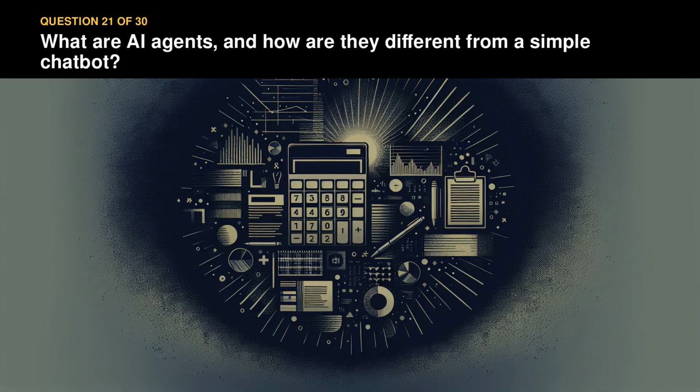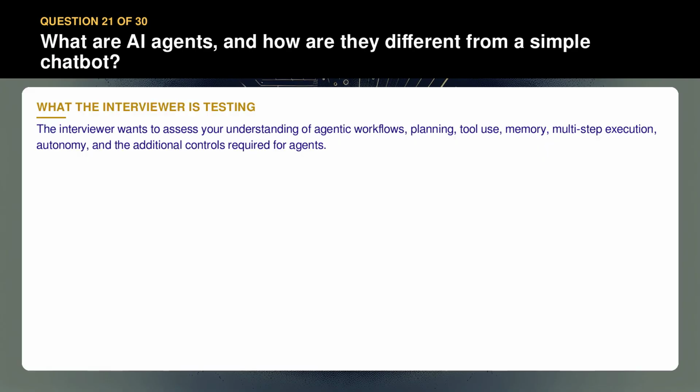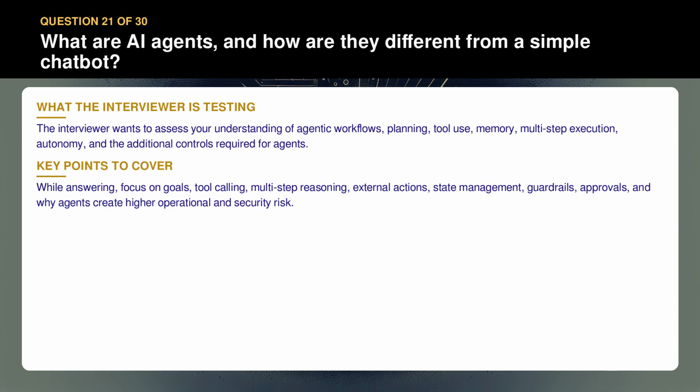Question 21. What are AI agents, and how are they different from a simple chatbot? The interviewer wants to assess your understanding of agentic workflows, planning, tool use, memory, multi-step execution, autonomy, and the additional controls required for agents. While answering, focus on goals, tool calling, multi-step reasoning, external actions, state management, guardrails, approvals, and why agents create higher operational and security risk.